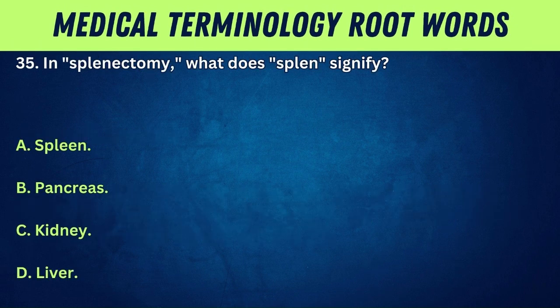35. In splenectomy, what does splen signify? A. Spleen. B.